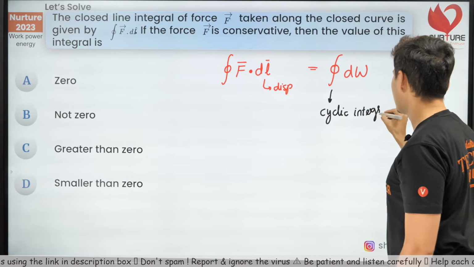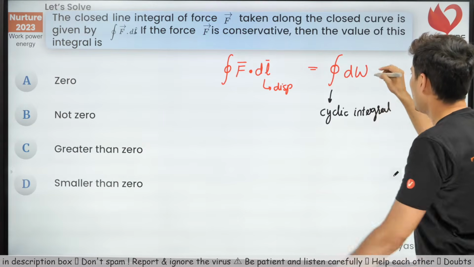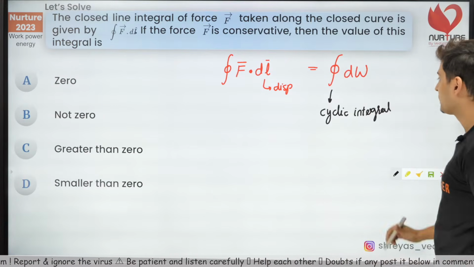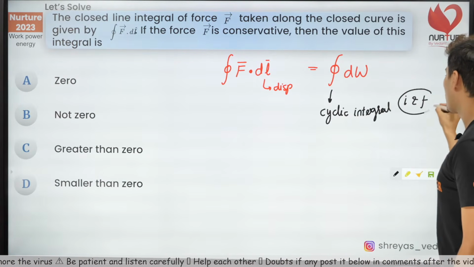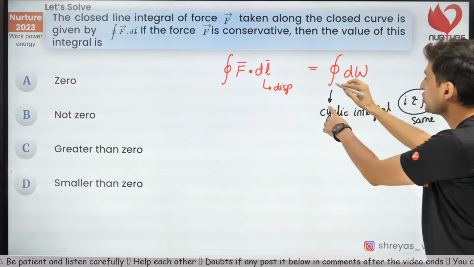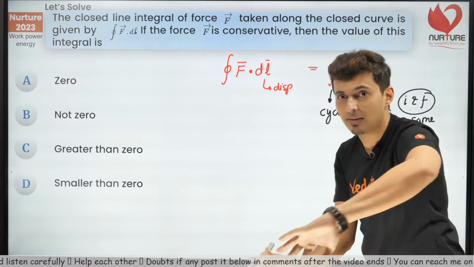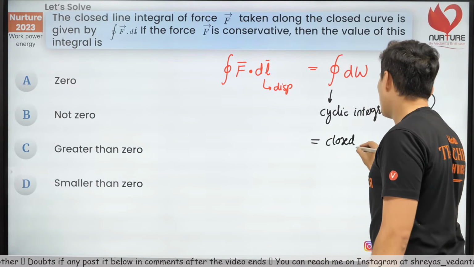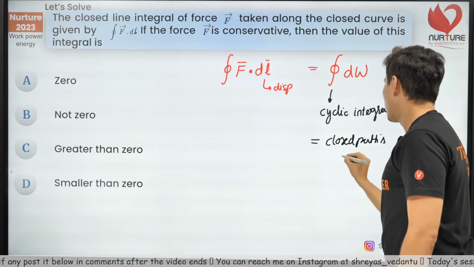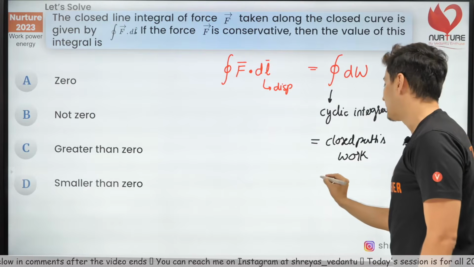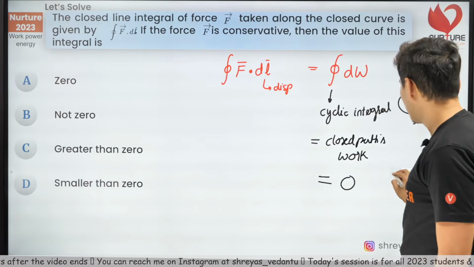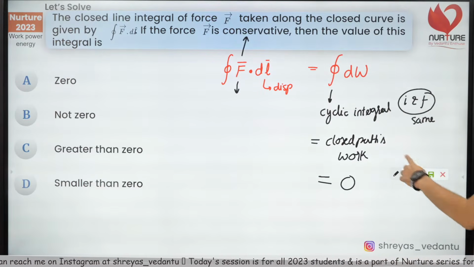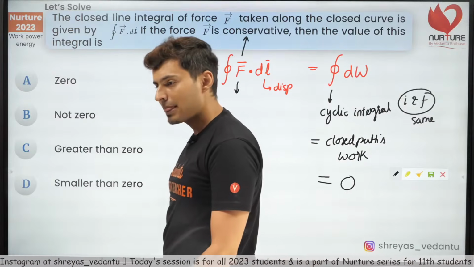Cyclic integral means whatever term is there inside, you are starting from the same point and coming back to the same point. Initial and final are both the same. So basically, what is the work done in that closed path? That will be zero. Reason, this force is given to be conservative. Yes, it's conservative. That's why it is zero. Everybody getting it? Now you got it?